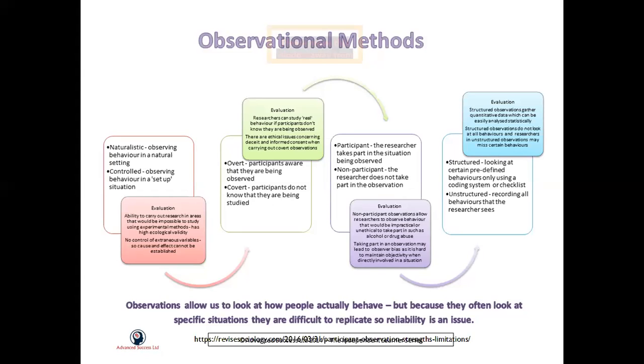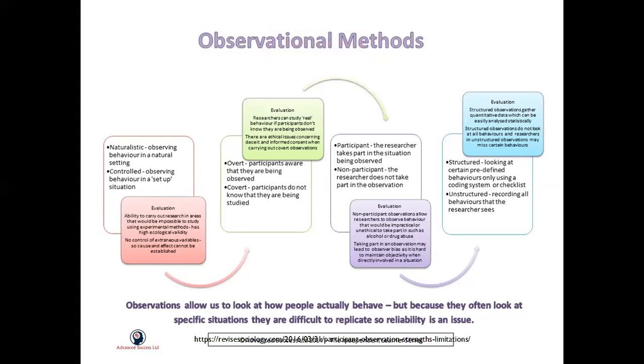The next thing is the researcher can be a participant to the situation that is being observed, or the researcher does not take part in the observation. So non-participant observations allow the researchers to observe behavior that would be impractical or unethical to take part in, such as alcohol or drug abuse. Taking part in an observation can lead to observer bias.